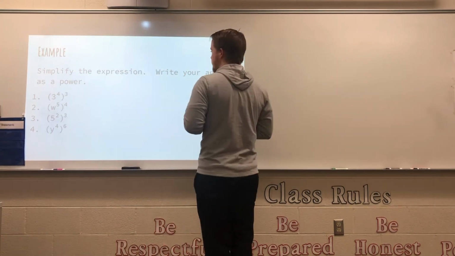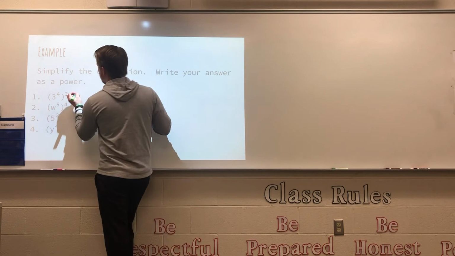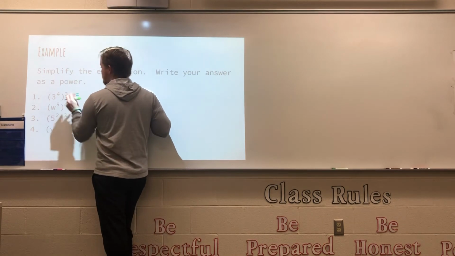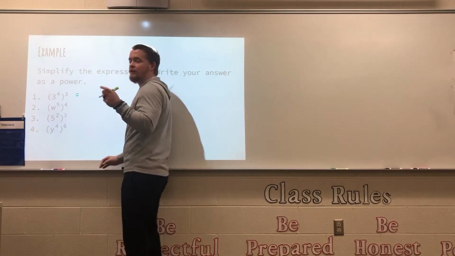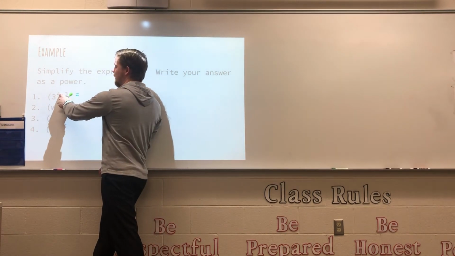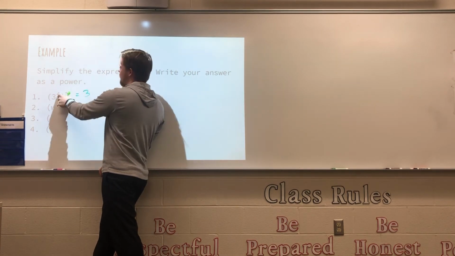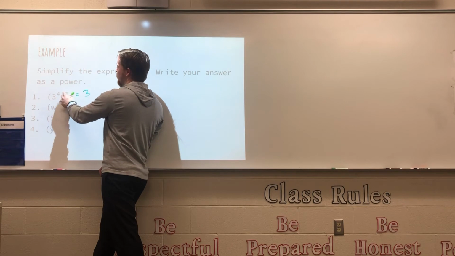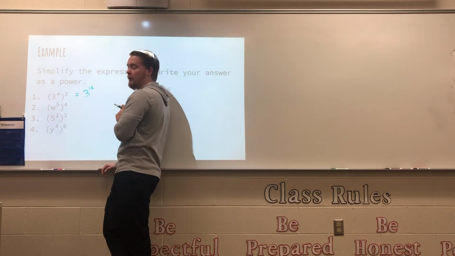Alright, next one. Simplify these expressions and write your answer as a power. So now we just have one base. So since we just have the one base, but it's raised to 2 powers, that's where we have to multiply our exponents. So 3 to the 4th and then that to the 3rd, we still have the same base of 3, but now we're multiplying our exponents of 4 and 3 to give us 12. So 3 to the 12th would be our answer.